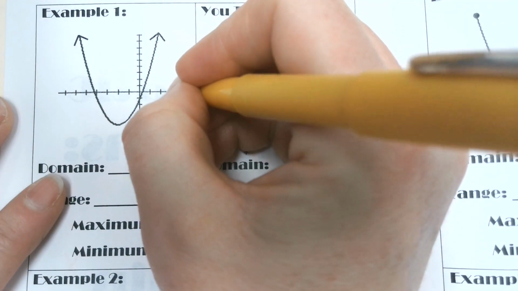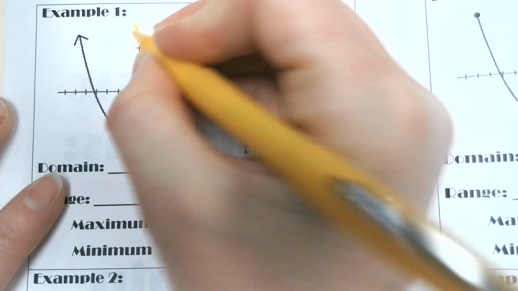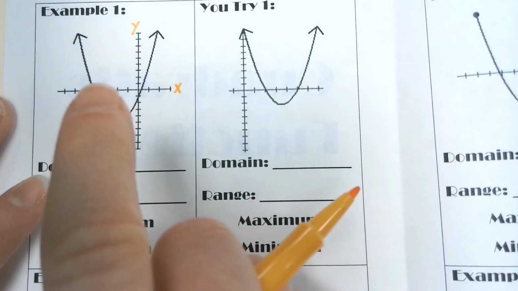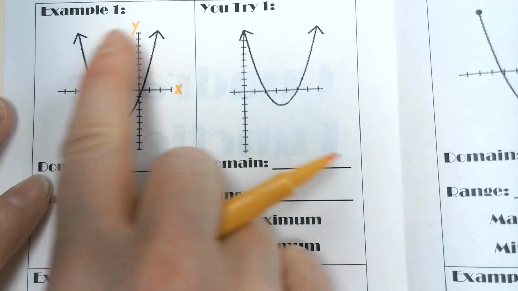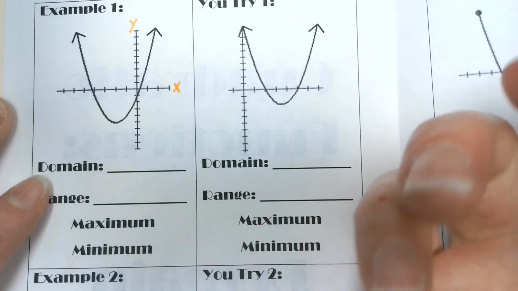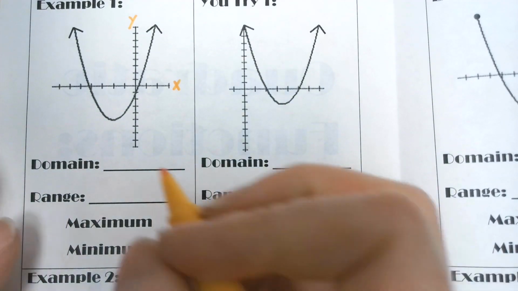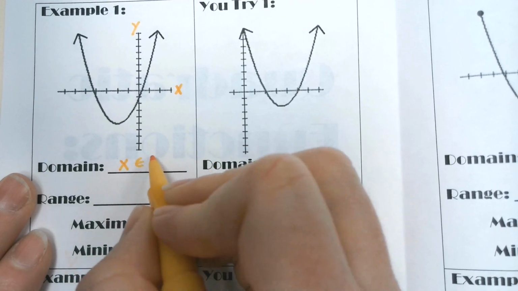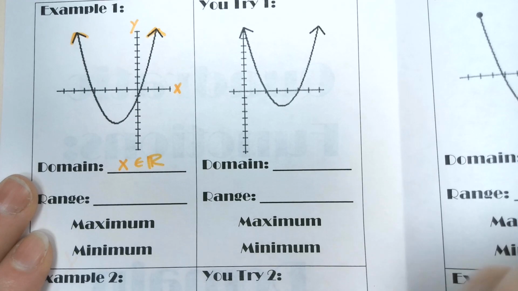So I'm going to label my x-axis and my y-axis. So domain is x. Look at how we have arrows going left and right. Anytime you have arrows going left and right, you are going to say all real numbers. So we're going to put all real numbers because of those arrows going left and right.